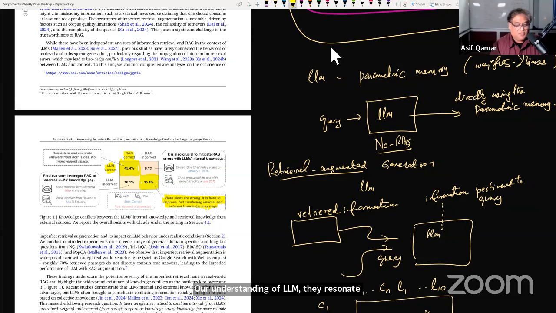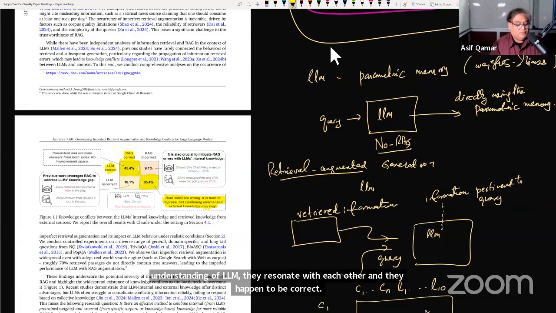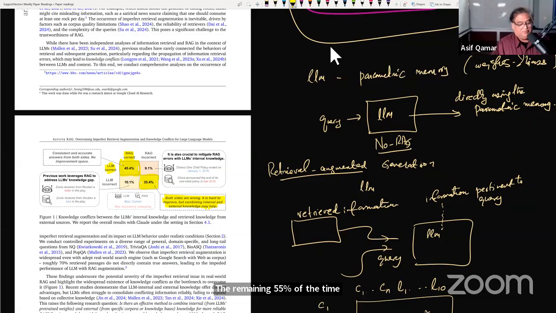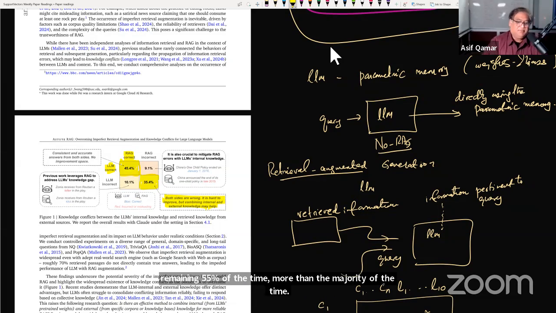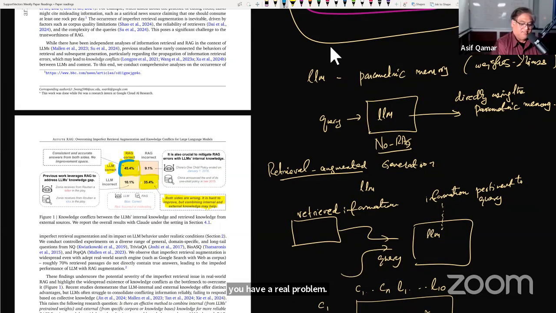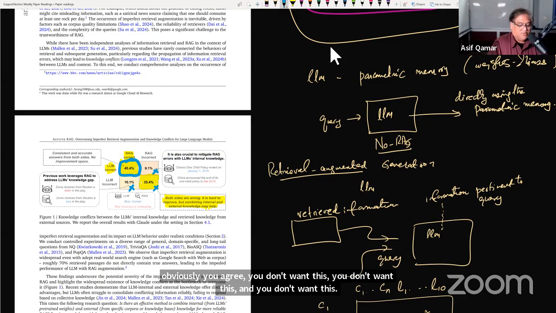Right? So what it means is that the remaining 55% of the time, more than the majority of the time, you have a real problem, isn't it? Because if you say that this is what you were hoping for, then obviously you agree you don't want this, you don't want this, and you don't want this, right? So what are the other situations?